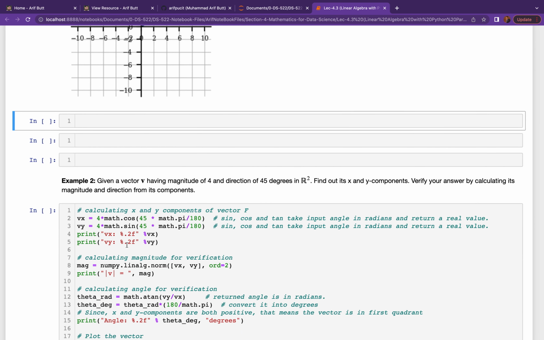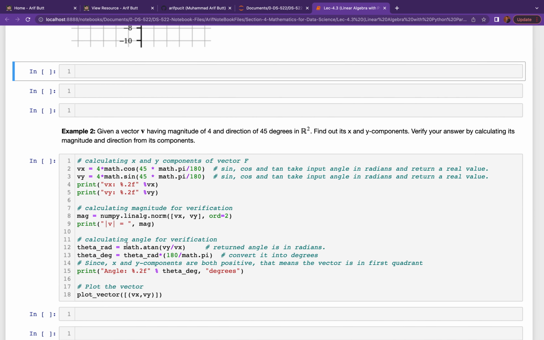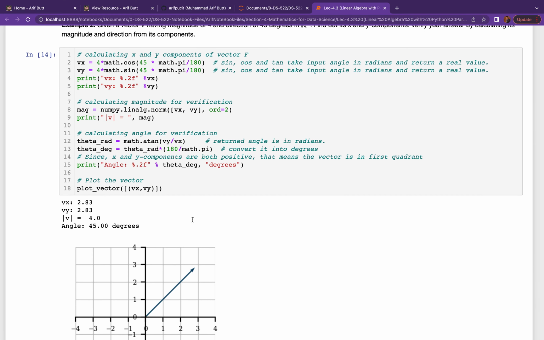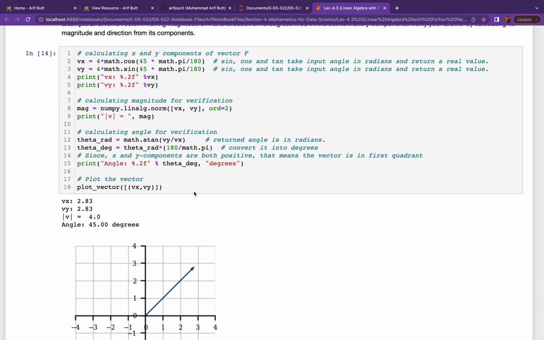So this is another example in which we are calculating the xy components of a 2D vector given its magnitude and direction. So let me execute it. My dear friends, please do make time, stop the video, understand the math, use the calculator if you want to, use the paper pencil, and then move ahead.